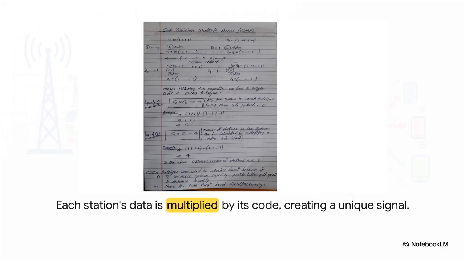So how do they use that key? It's really just simple multiplication. Let's take station 1. It wants to send the data bit -1. So it multiplies that -1 by every single number in its code. The result? A brand new signal that is -1, -1, -1, -1. And this exact same thing is happening for all the other stations, each creating their own unique signal.